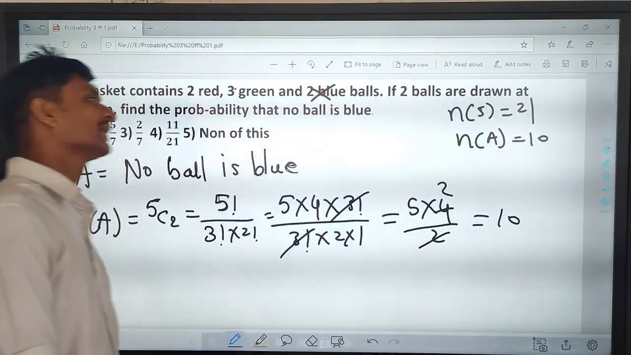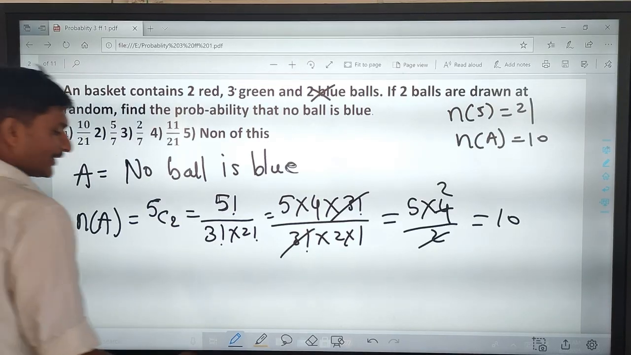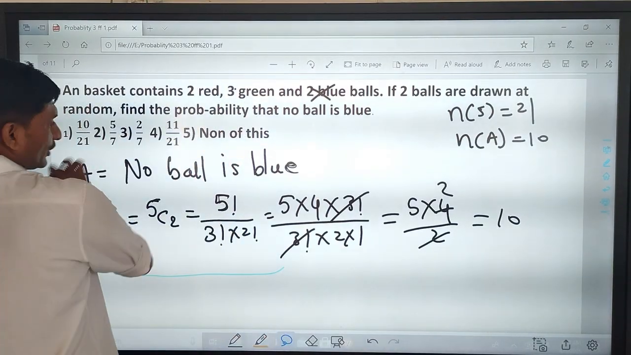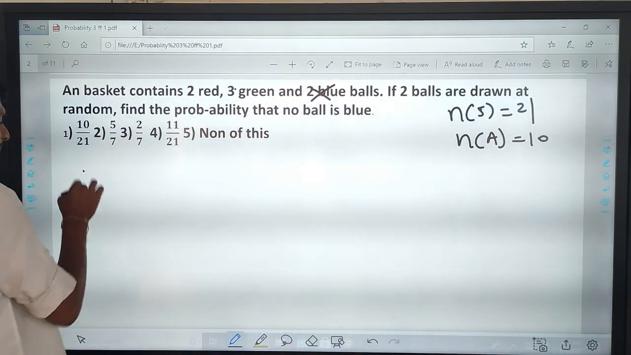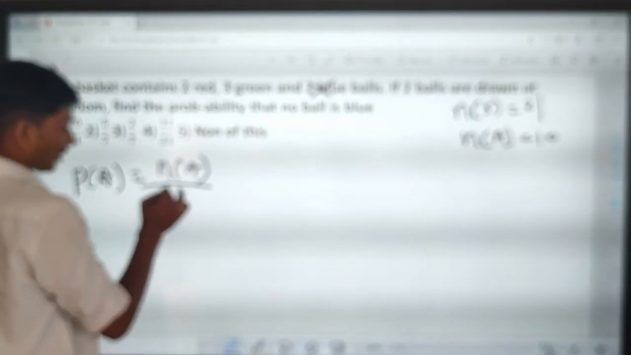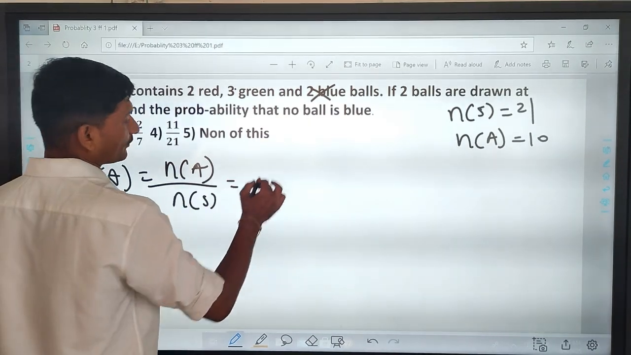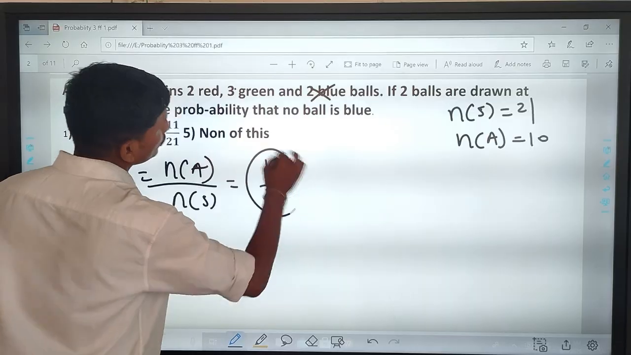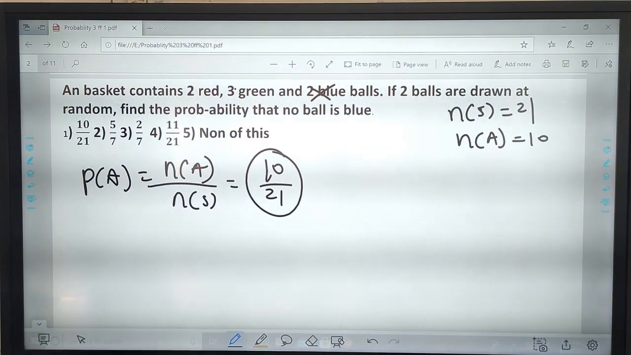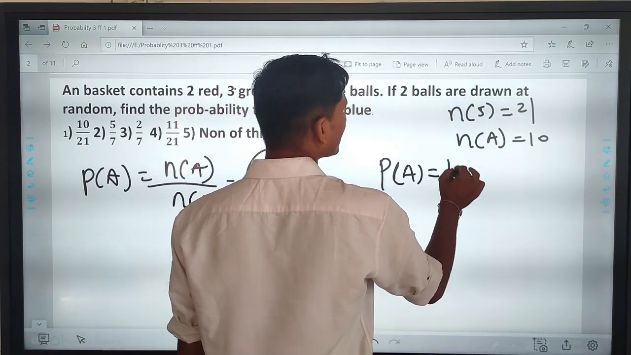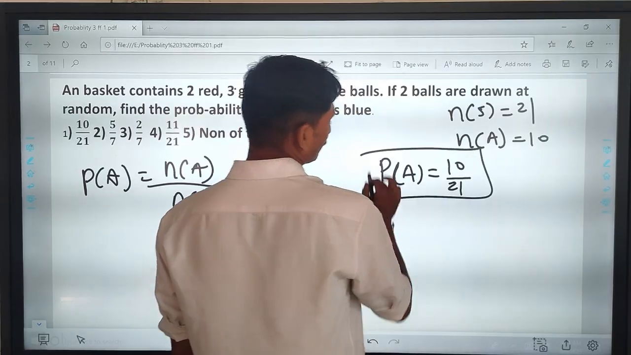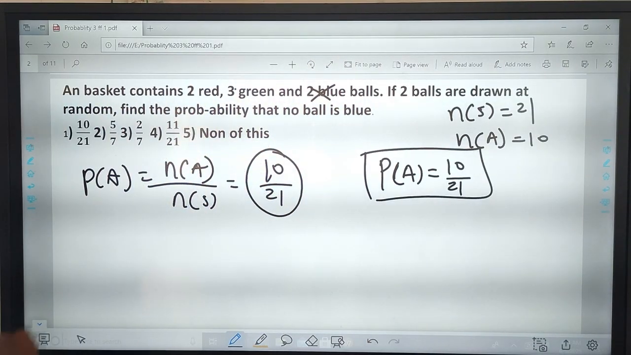Now here we find probability of A. P of A is equal to n of A divided by n of S. n of A is equal to 10 and n of S is equal to 21. Then P of A is equal to 10 divided by 21. This is your probability.